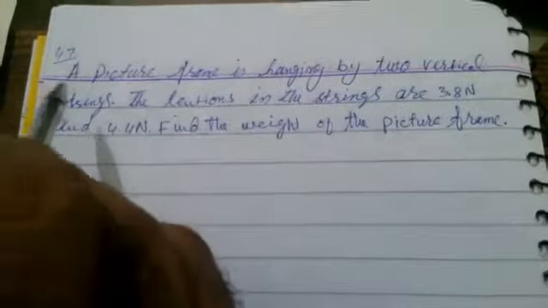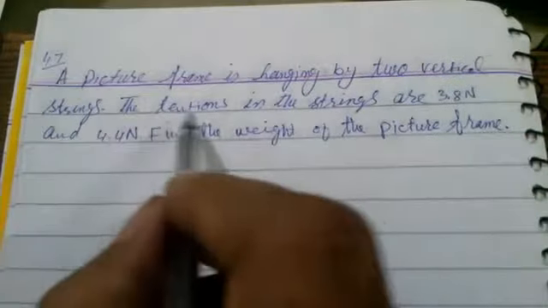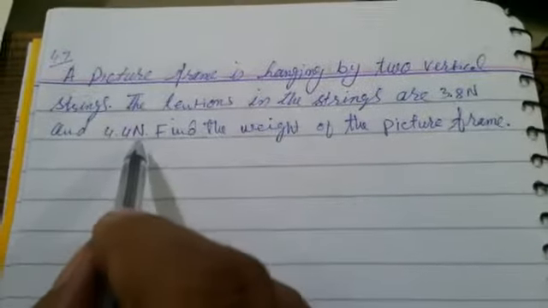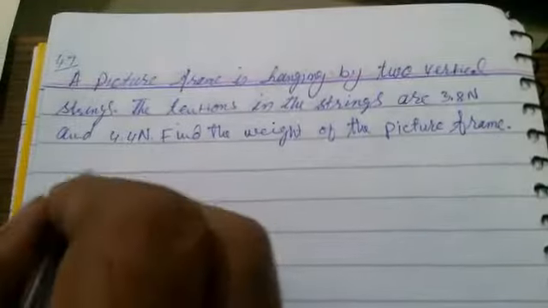Bismillahirrahmanirrahim. A picture frame is hanging by two vertical strings. The tension in the strings are 3.8 Newton and 4.4 Newton. Find the weight of the picture. Solution.